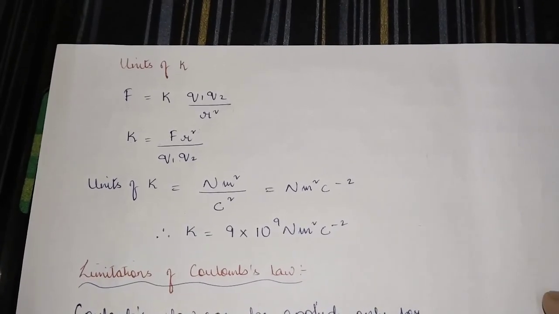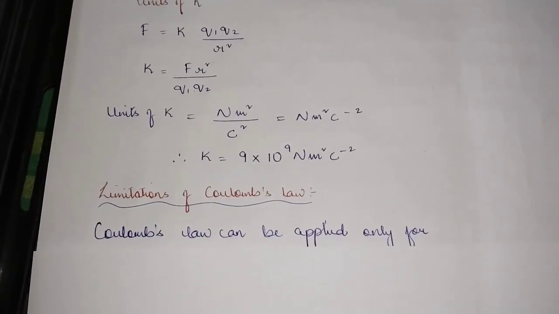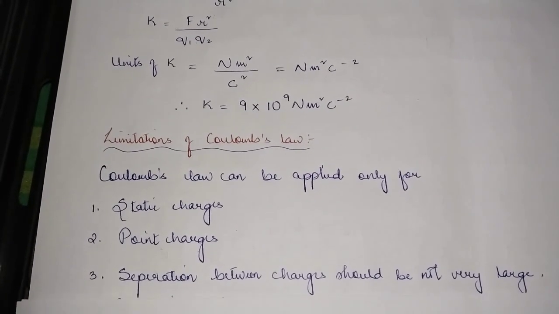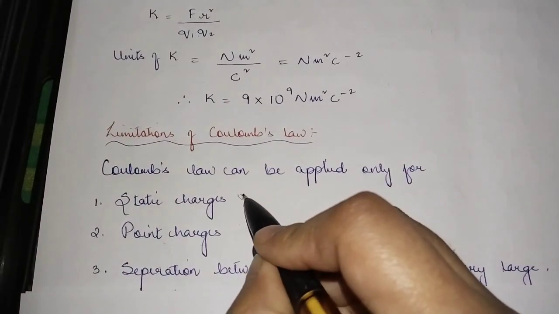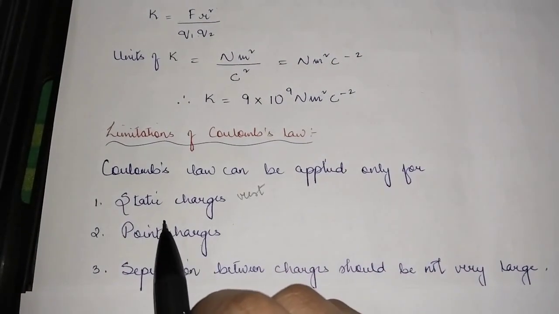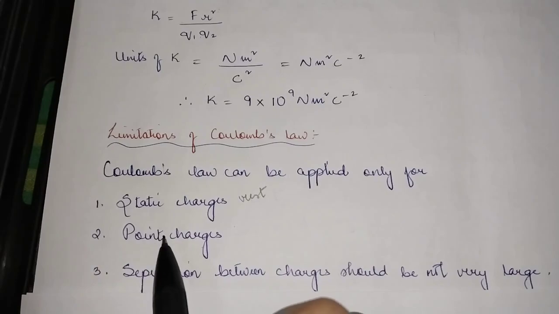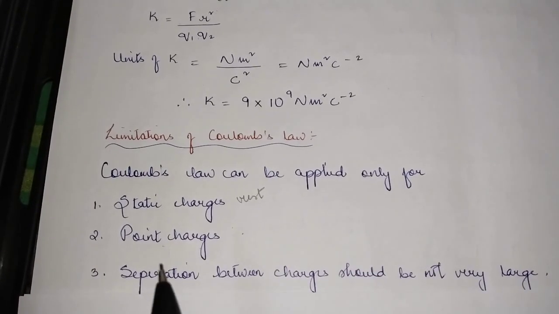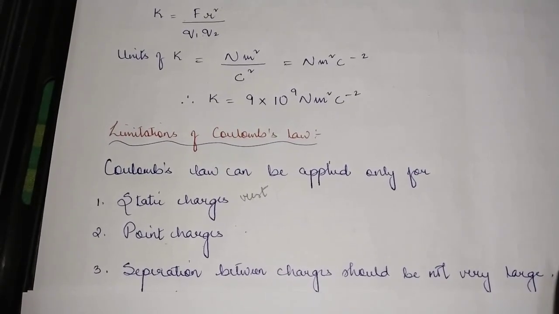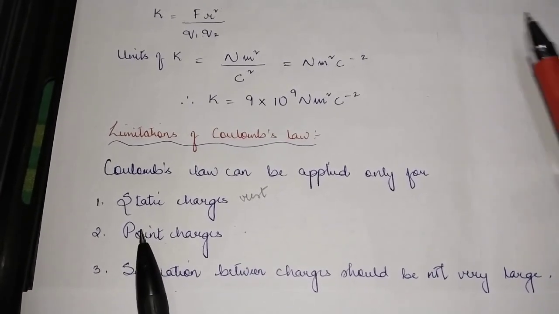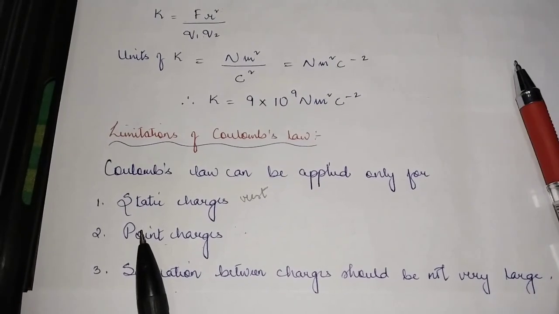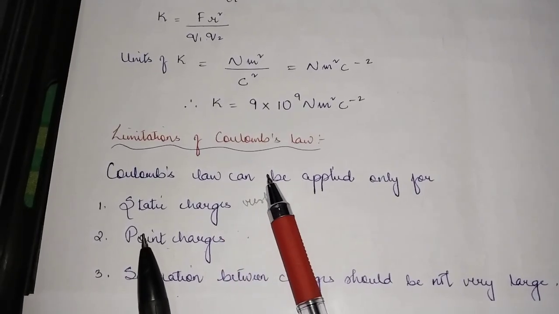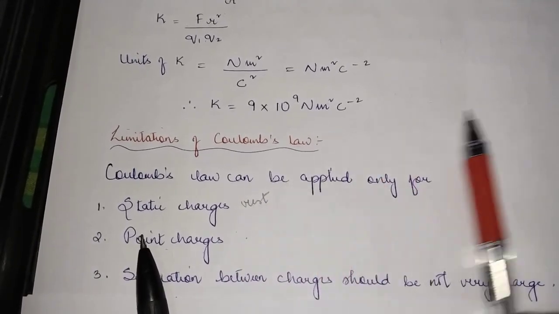square inverse. Likewise, there are also some limitations of Coulomb's law. This Coulomb's law is applicable only for static charges, which means the charges which are at rest. Likewise, this Coulomb's law is applicable only for point charges which are very small in size. Likewise, the separation between the two charges should not be very large. If the separation between the two charges is very large, the forces of attraction and repulsion will also be very small, and that's how Coulomb's law will not be applicable for this type of relation.